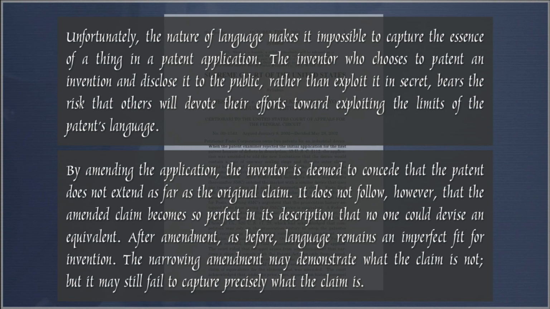By amending the application, the inventor is deemed to concede that the patent does not extend as far as the original claim. It does not follow, however, that the amended claims become so perfect in its description that no one could devise an equivalent. After amendment, as before, language remains an imperfect fit for invention. The narrowing amendment may demonstrate what the claim is not, but it may still fail to capture precisely what the claim is, right? So this is a rejection of the Federal Circuit's total surrender doctrine, right?